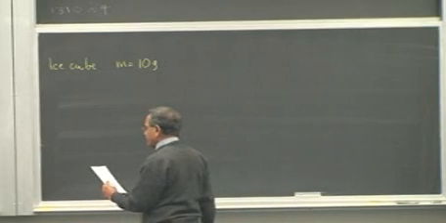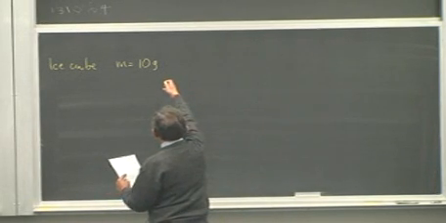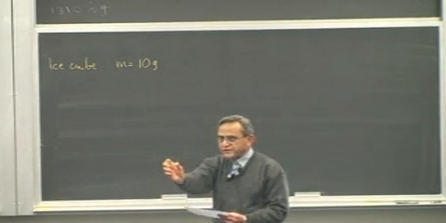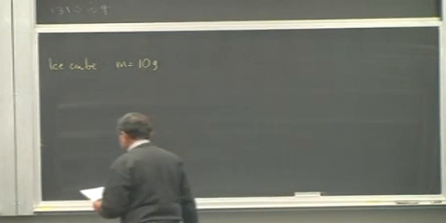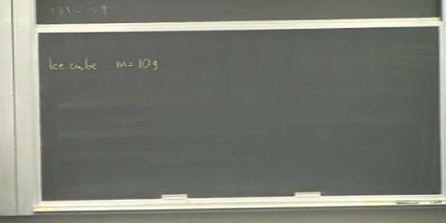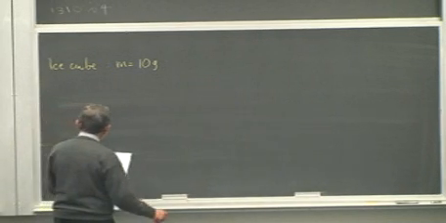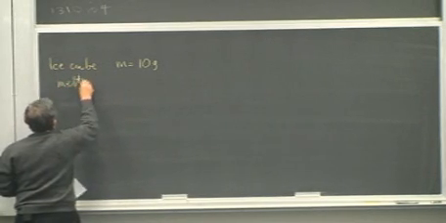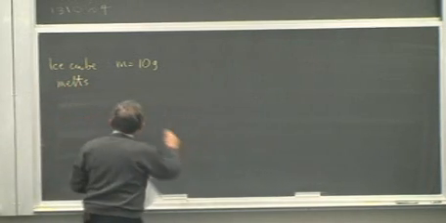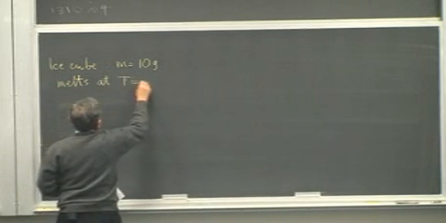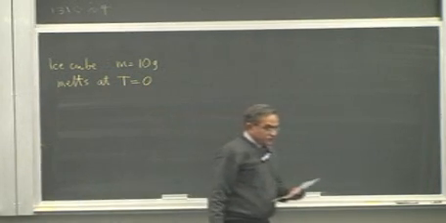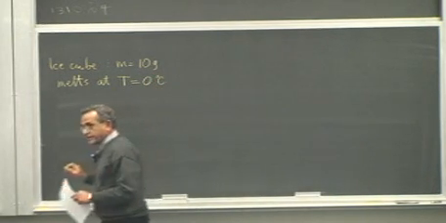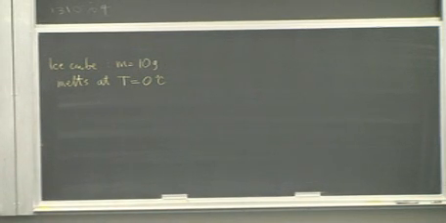Now, let's take this example of an ice cube of 10 grams in weight. This is usually the weight of an ice cube that we make in our refrigerators. And we allow it to melt at T equal to 0. T equal to 0 means what? T equal to 0 degrees centigrade. It should melt at T equal to 0 degrees centigrade.